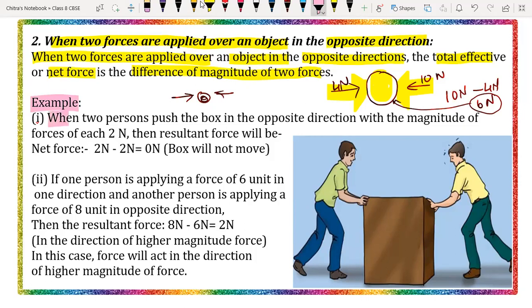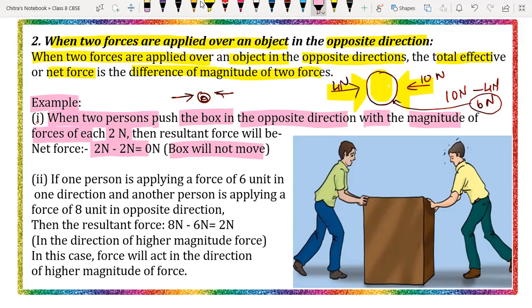The example says two persons push a box from opposite directions, with a force magnitude of 2 Newton each. If both persons apply the same force on that object, the resultant force will be what? 2 Newton minus 2 Newton equals 0. That means no force is applied on the object.